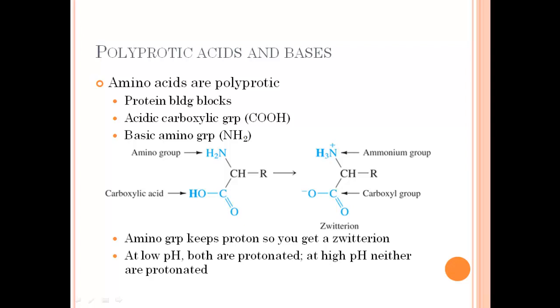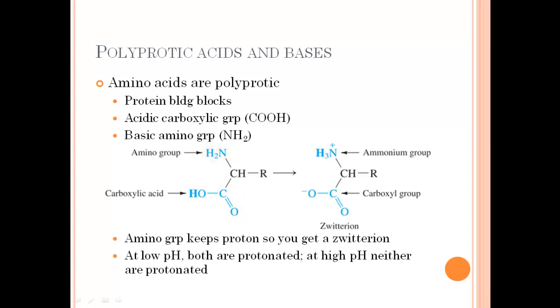It means it's a species that has one or more acidic protons. An example of that would be an amino acid. They're polyprotic. Of course, amino acids are the building blocks for proteins, and the acidic part of an amino acid is the carboxylic group, which is the COOH. And the basic part is the amino group, which is the NH2 part.